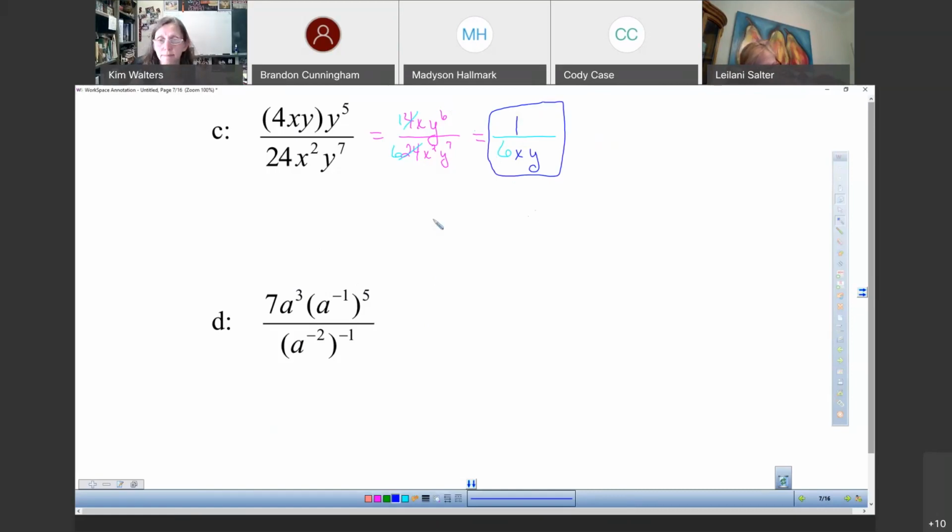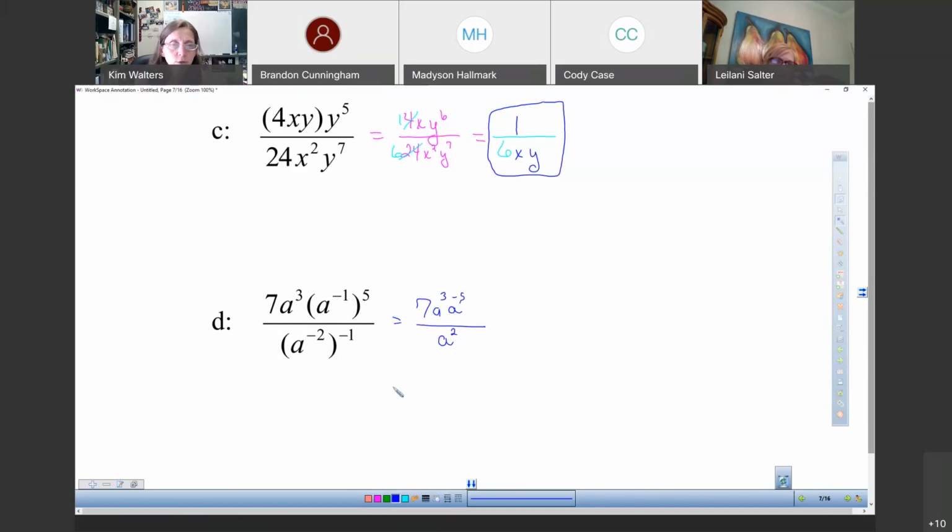All right. Yay, fun stuff. Okay. So again, I need to simplify on part D here before I start doing any other crazy things. I need to get rid of all these parentheses. And so I'm going to have 7a to the third. Next thing I want to do is get rid of this parentheses. So I'm going to raise power to power. And so this is going to be a to the negative fifth. And in the denominator, I'm going to have a to the positive second power. Okay? Because a negative times a negative is going to give me a positive.